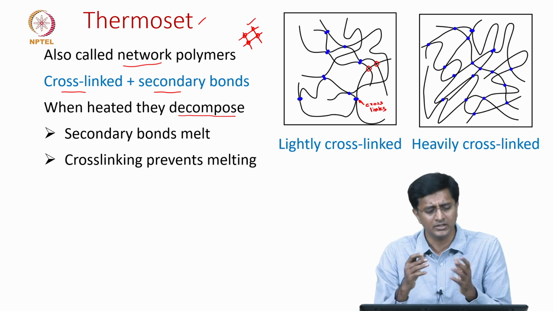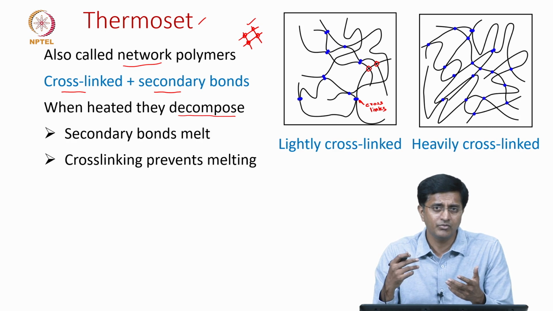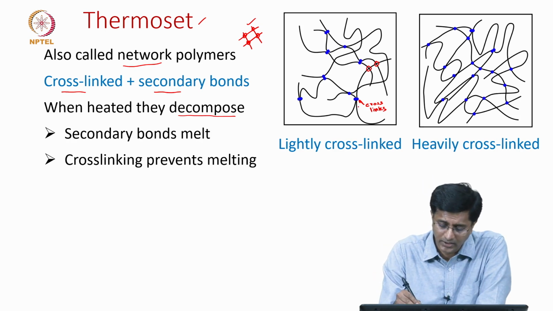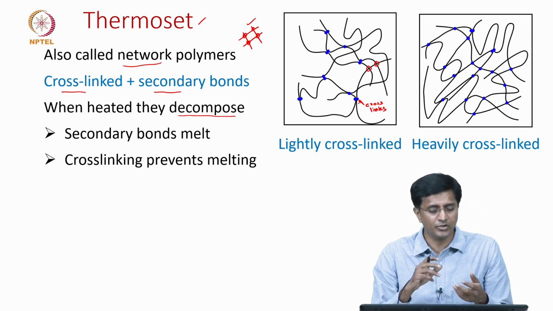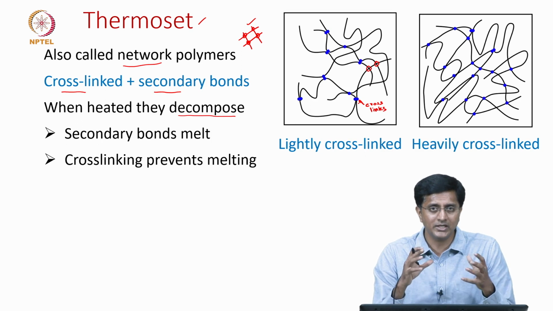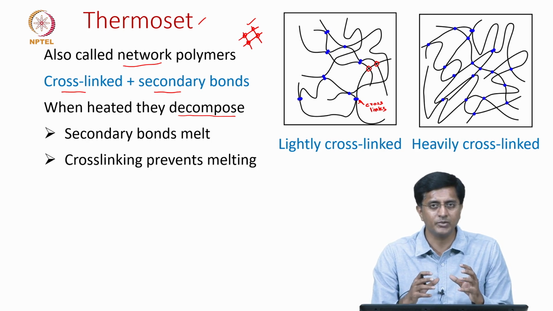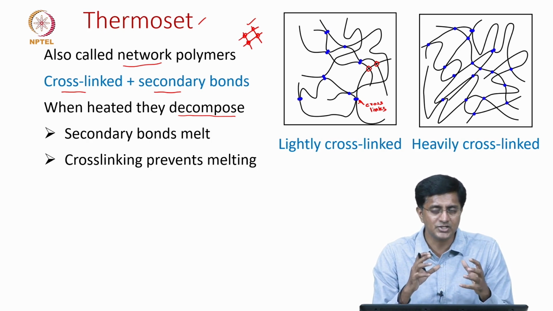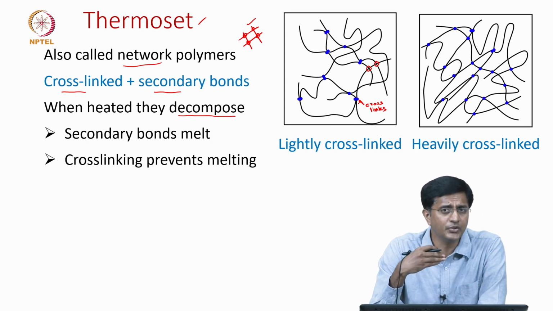After they melt, the polymer becomes slightly softer, but then the heat probably is not sufficient to break these cross-links or the covalent bonds. Since they are not able to break these covalent bonds, that structure or the shape of the polymer is retained. Though the secondary bonds are melted, because of the cross links the shape or structure of the polymer is maintained. But what happens if we continue to heat?